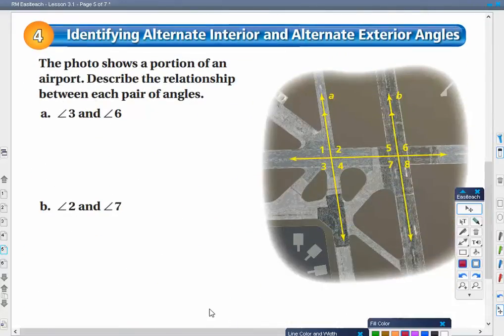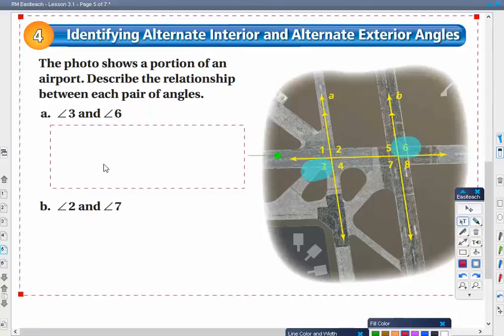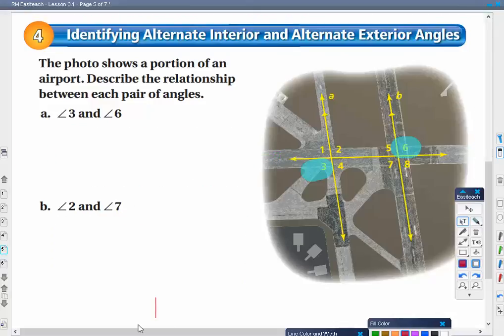So if we look at this here, it says the photo shows a portion of an airport. Describe the relationship between each pair of angles. So angle 3 and angle 6, and I'm going to take a minute again just to highlight those. Angle 3 and angle 6, those are an example of alternate exterior angles. 3 and 6 are alternate exterior angles.